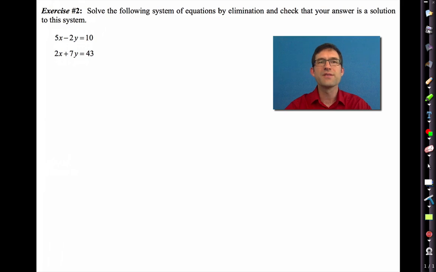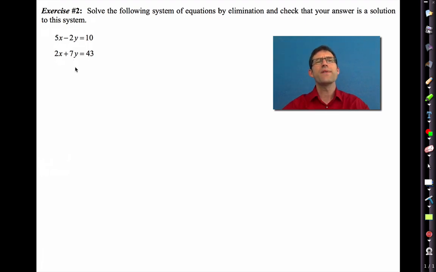Exercise 2. Solve the following system of equations by elimination and check that your answer is a solution to the system. So let's take a look at these two. Now, the first thing I should always consider is, can I just add them together and eliminate something? Well, if I add these together, 5x and 2x is 7x, no good there. Negative 2y and 7y, no good there.